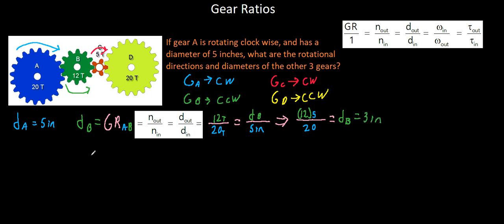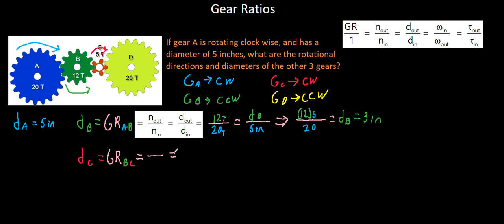So that was pretty easy. And the other gears will actually be just as easy. So we can go ahead and solve for the diameter of gear C using our gear ratio of, well, gear B connected to gear C. And since we know the number of teeth for both and we know the diameter of one, we can actually use the exact same equation as before. The number proportion is equal to the diameter proportion. So we can just go ahead and plug those in.